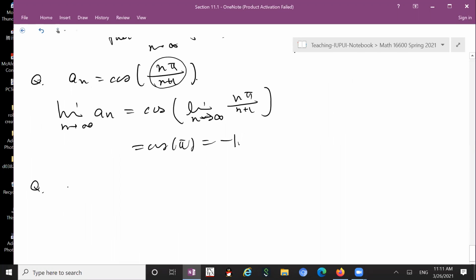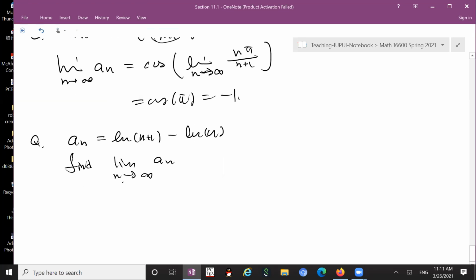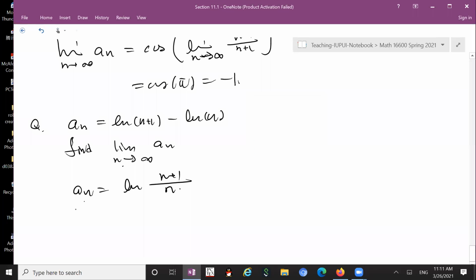Okay, our next problem is a_n is natural log of n plus 1 minus natural log of n. Find the limit of a_n. Well, this is the difference of two terms. Each of them goes to infinity. What I'm going to do is modify this function. Then this sequence is like f of another sequence, n plus 1 over n.